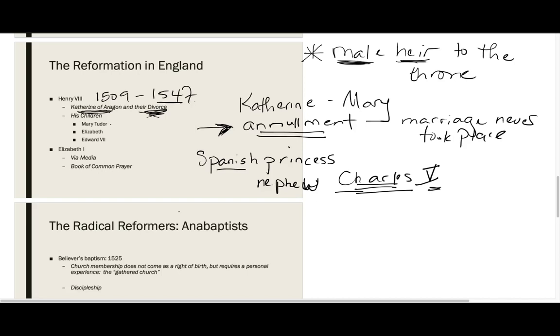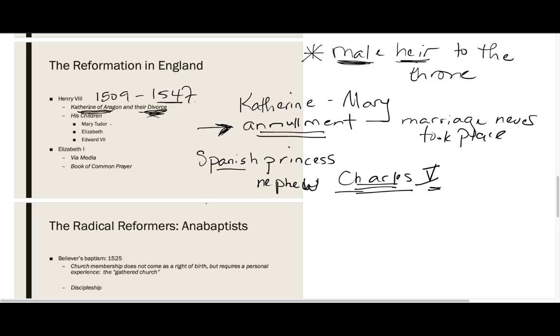So then he's like, what do I do? Catherine is now too old to bear any more children. So he says, look at all these reform movements going on in continental Europe. They don't acknowledge the authority of the Pope. They reject the authority of the Pope.